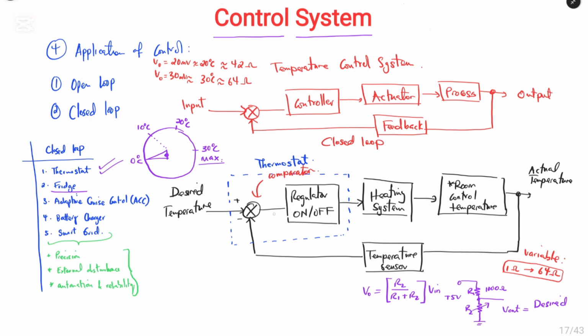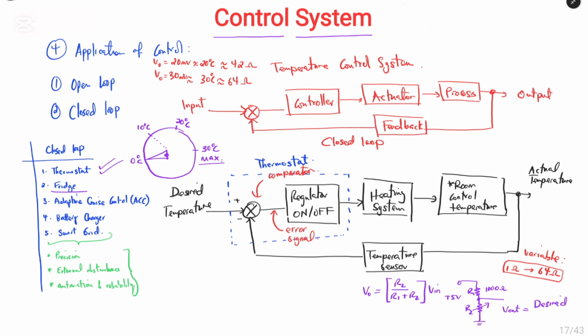The output of the comparator to the input of this regulator is known as the error signal. And this error signal is responsible for enabling the regulator to turn off or turn on. When we say turn on, that means the heater is on. When we say turn off, then the heater is off. And the turn on and turn off depend on the error signal from the comparator. So I will explain what will happen.